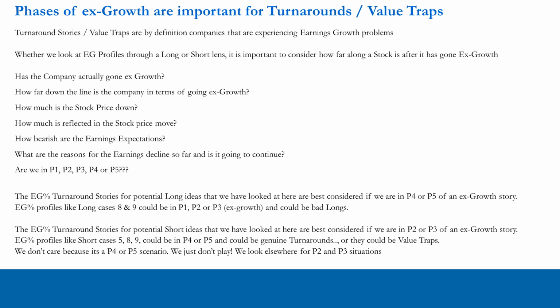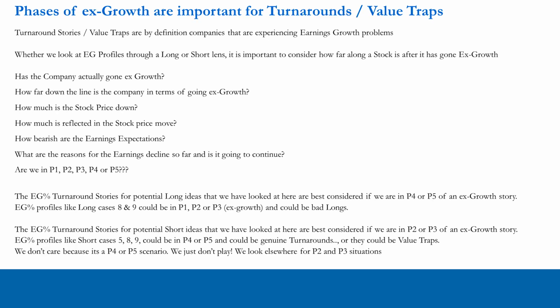So the first question to always answer: has the company actually gone ex-growth? How far down the line is the company in terms of going ex-growth? How much is the stock price down? How much is actually reflected in the stock price move already? How bearish are the earnings expectations looking forward? And what are the reasons for the earnings decline so far? And do we think it's going to continue? So, are we in phase 1, phase 2, phase 3, phase 4, or phase 5?